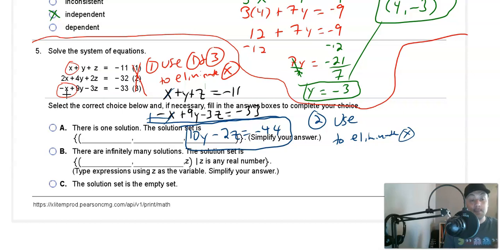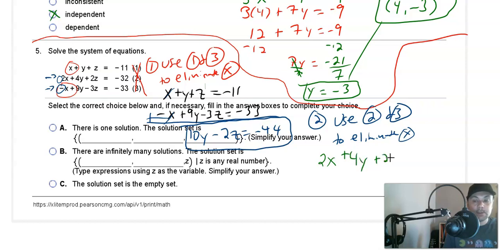The easier one to me, it looks like, to eliminate would be the second and the third one. So this one and this one, because this one's already negative, this one's positive, so they're already opposite sign. And it's going to be pretty easy for me to make a 2 here. All I have to do is multiply this bottom equation by 2. And then the x's are ready to cancel out. So it's going to take a little bit of work, but not too bad, right? So I'm going to use equation 2 and equation 3 to eliminate x. All right, and so I'll have 2x, I'll just write the equations down here. 2x plus 4y plus 2z equals negative 32.